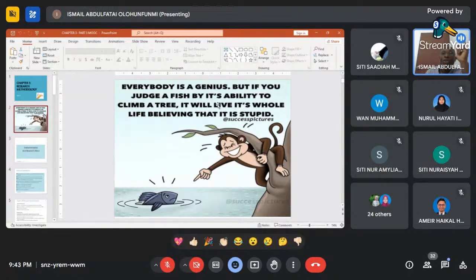But if you are judging a fish by its ability to climb a tree, the fish will live its whole life believing that it is stupid. So you have your ability, another person has his own ability. Another person can speak very well, another person is eloquent. Some people are mathematicians. Some people can easily remember what they are taught. So that's why it's good for you to just discover yourself.